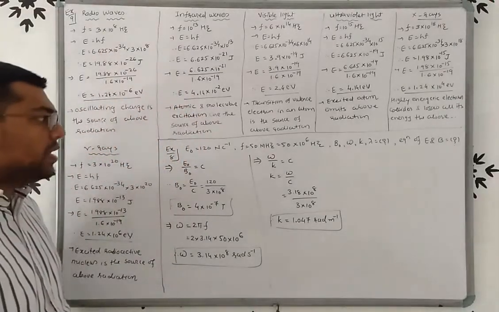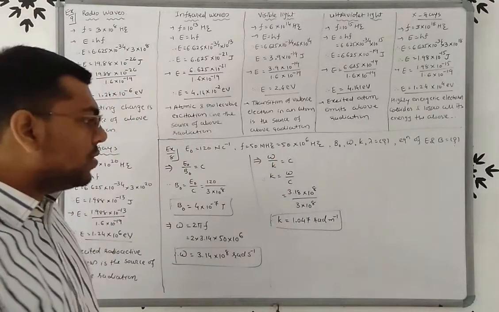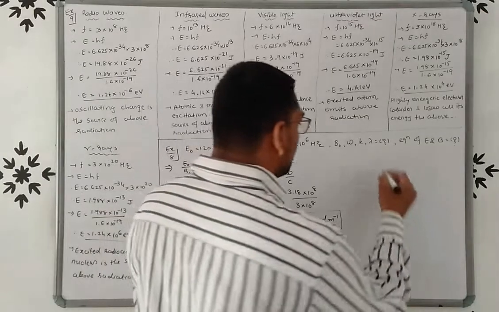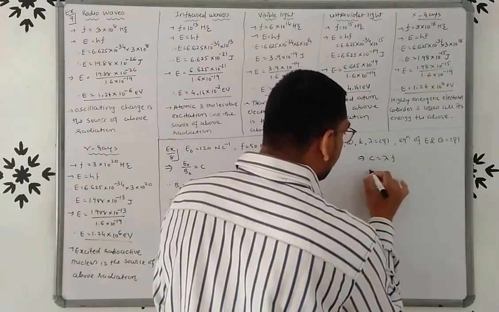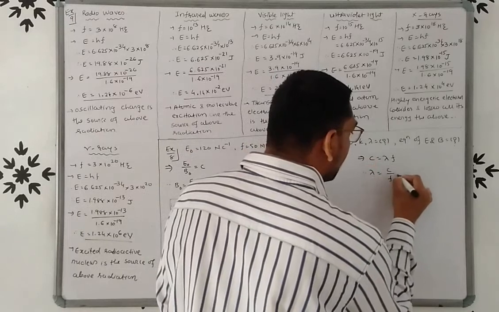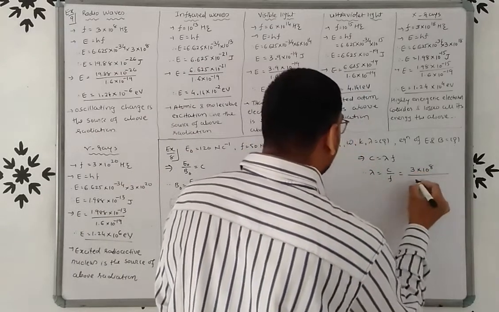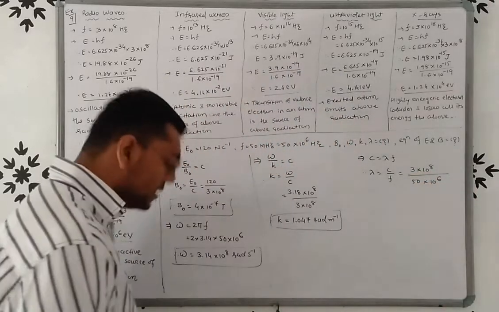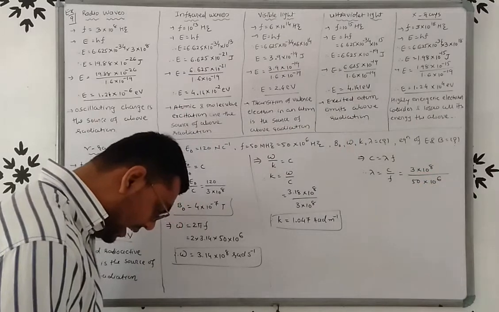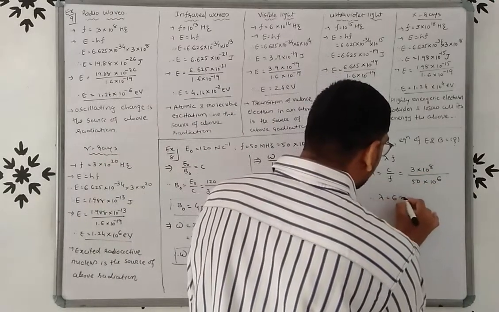Now to find lambda, we already know the frequency. We know that C equals lambda f, so lambda equals C by f. C is 3 into 10 raised to 8, and frequency is 50 megahertz, so 50 into 10 raised to 6. So you will get lambda equals 6 meter.